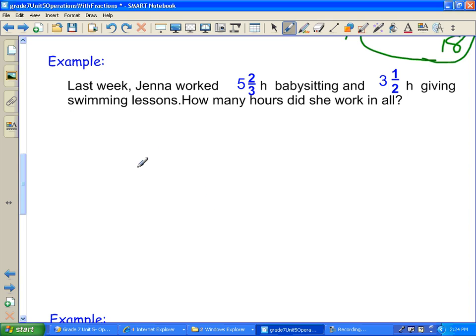Okay, one example here. Last week Jenna worked 5 2/3 of an hour babysitting and 3.5 hours giving swimming lessons. So how many hours did she work in all? So how many in all is going to be an addition problem. So we've got 5 2/3 plus 3 1/2.